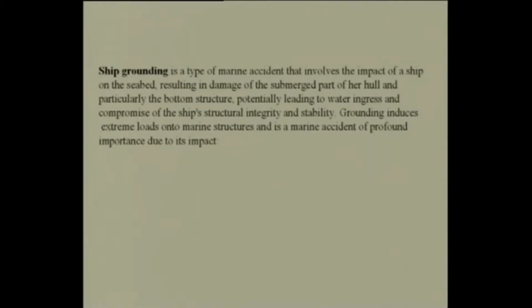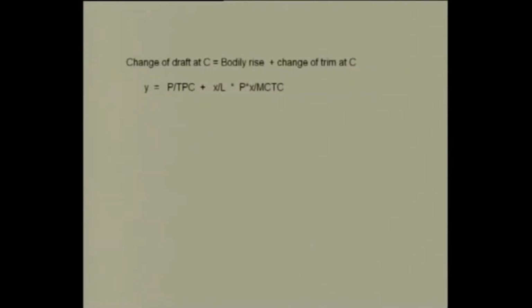Now let us suppose that here that equation says the change of draft at C. By C we mean the point where the ship hits the ground. Now at that point, the change in draft at C is given by a common formula: change of draft anywhere is given by this formula, the change of trim at C plus that.